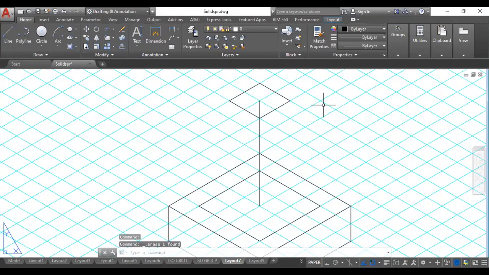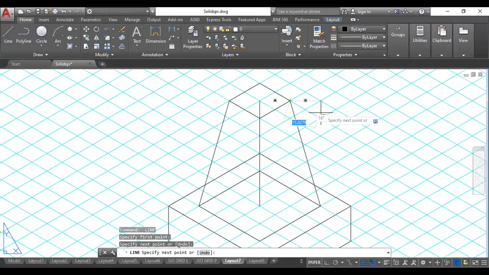So you can see I got the bottom of the pyramid, top of the pyramid. Now I have to join the corners to corners. So this corner will be joined to this corner, this corner will be joined to this corner, and its corresponding corner to its corresponding corner. Okay, so this is the combination of solids.